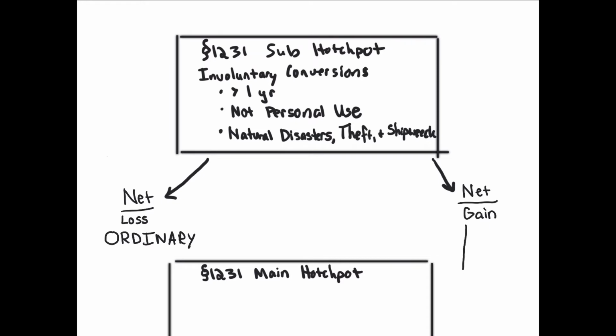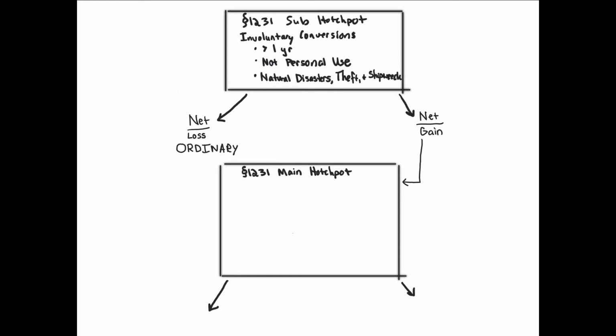If the net position is a gain, then what we're going to do is we're going to bring down all of the transactions, or just the net gain, whatever you want to do. I do at my problems, I just bring over all the transactions to show you, hey, look, we're bringing them all over to the main Hodge Pot. But you're going to bring them all over to the main Hodge Pot. So that's the Section 1231 sub-Hodge Pot. We always start with the sub-Hodge Pot.